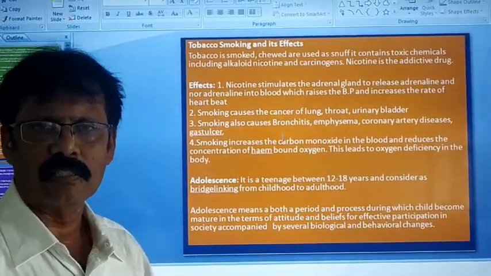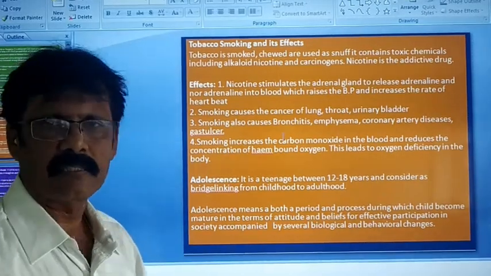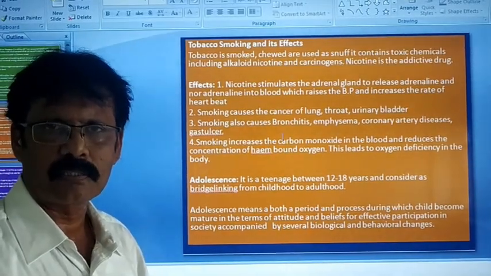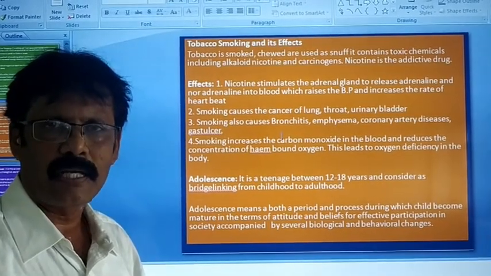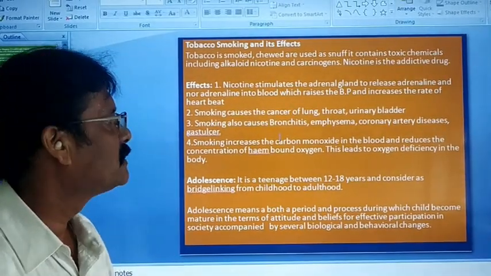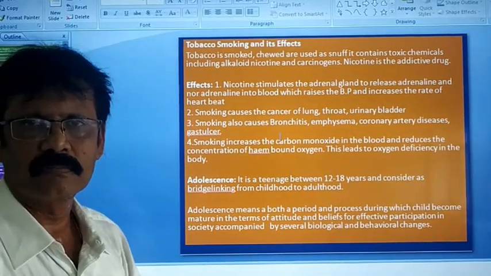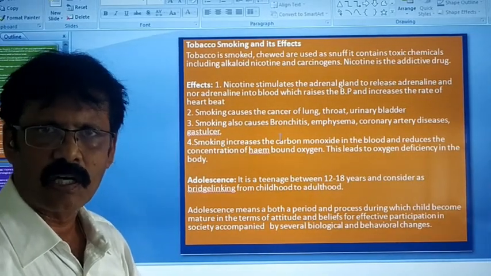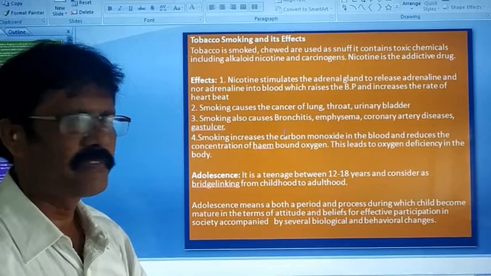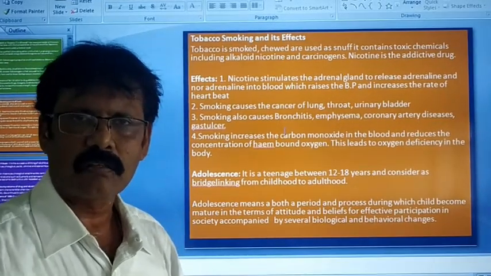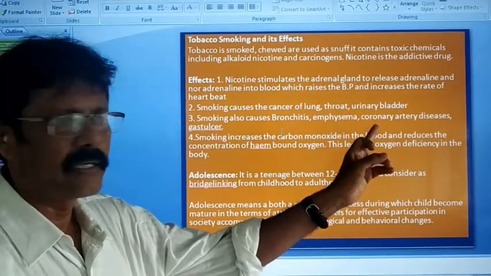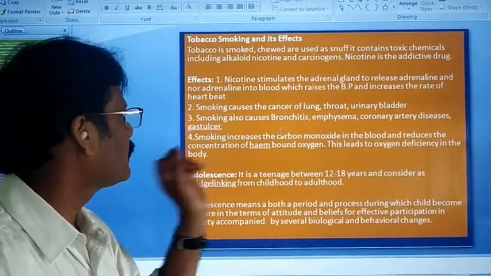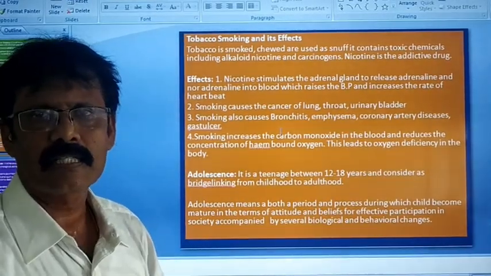Smoking also causes bronchitis, that is, inflammation of bronchi and bronchioles. Emphysema: the destruction of alveoli is called emphysema. And also coronary artery disease and gastric ulcer.